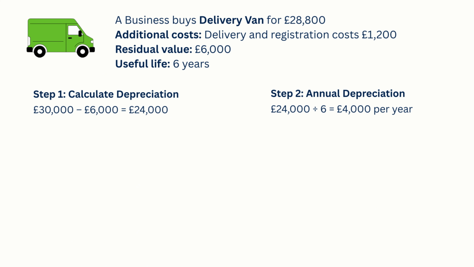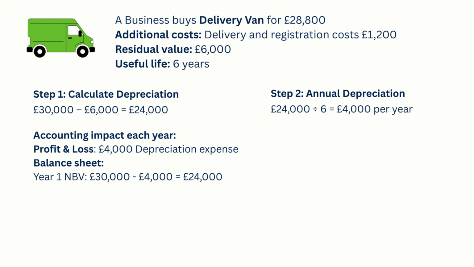£24,000 represents the portion of the van that will be used for calculating depreciation over its useful life. The useful life is 6 years. Because this is straight-line depreciation, we divide evenly. £24,000 divided by 6 years equals £4,000 per year. Every single year, the depreciation charge is the same. Each year, the business records £4,000 depreciation expense in the profit and loss account and reduces profit.